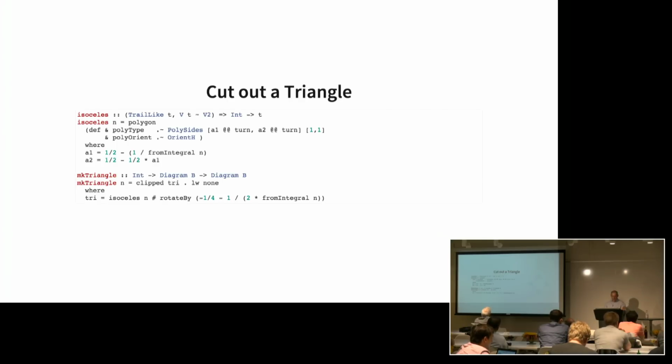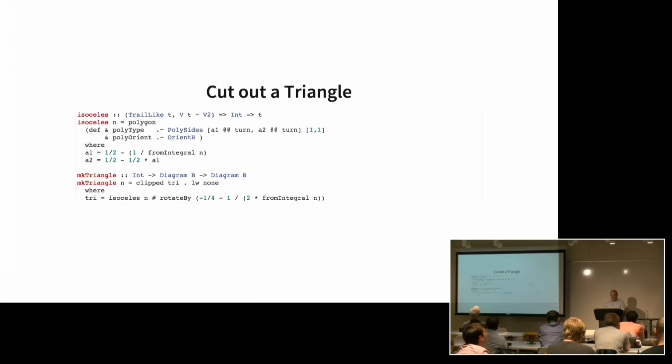Then I define this function make triangle, which is going to take an integer, which is how many triangles I'm going to cut my circle into. It's going to take a diagram, which is going to be my confetti, and it's going to cut a triangle out of it. And the way it does that is by using the clipped function. So clip takes a clipping path. In this case, I define that to be the triangle, and I apply that to my diagram, first making sure it has no line width, and then I clip it.